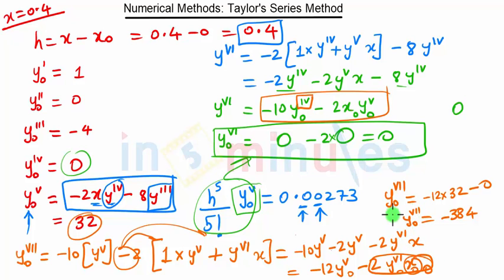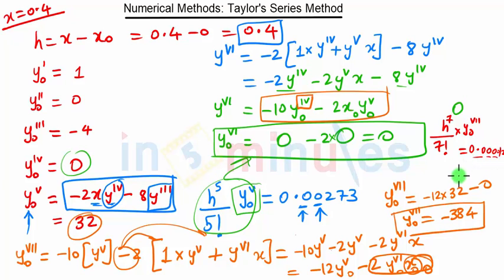Now if we check our condition whether we are reaching up to 4 decimals or not, we will have h raised to 7 upon 7 factorial into y0 of 7th derivative. If we calculate this value, it turns out to be 0.000012. So we are reaching up to 4 decimals.